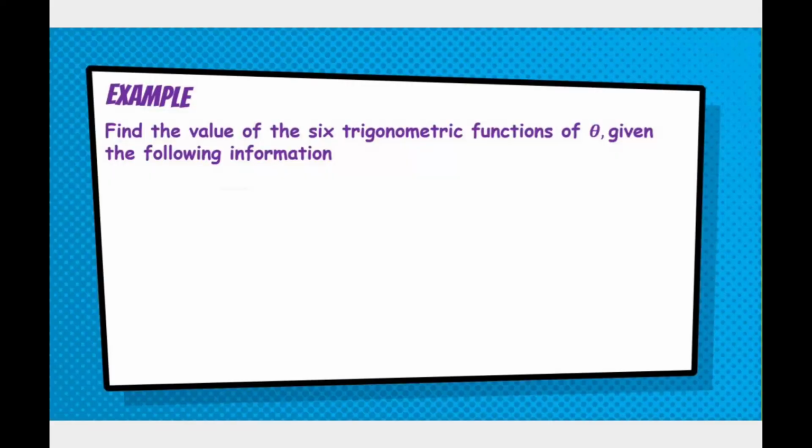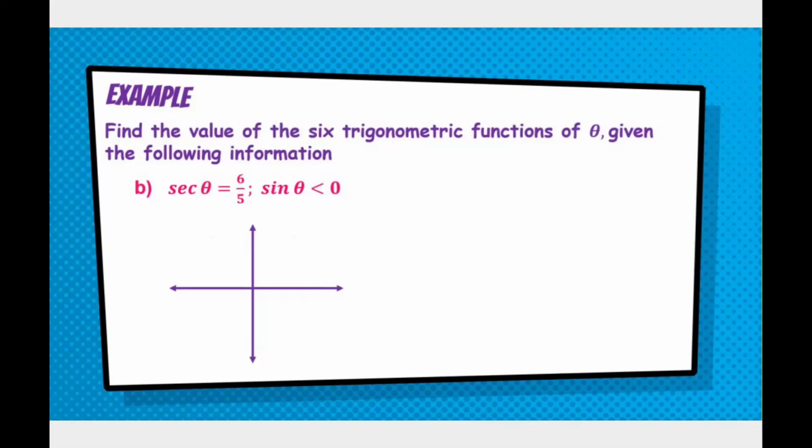All right, let's find the 6 trig functions given the following information. We're given secant of theta, in other words, the reciprocal of cosine, is 6/5, and sine of theta is less than 0. So we need to think about this like this. We've already seen where sine of theta is less than 0. That just means that that's negative.